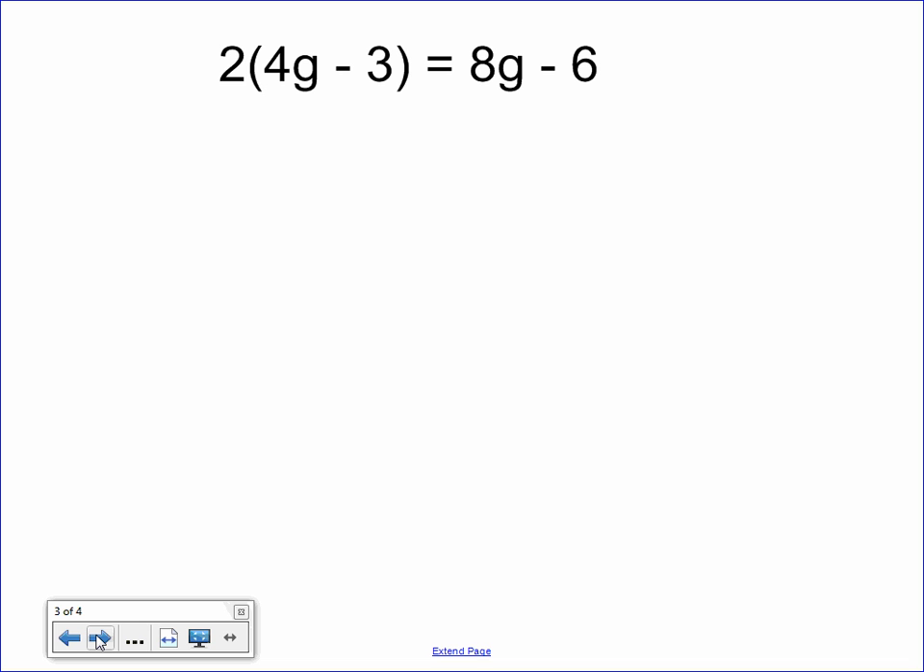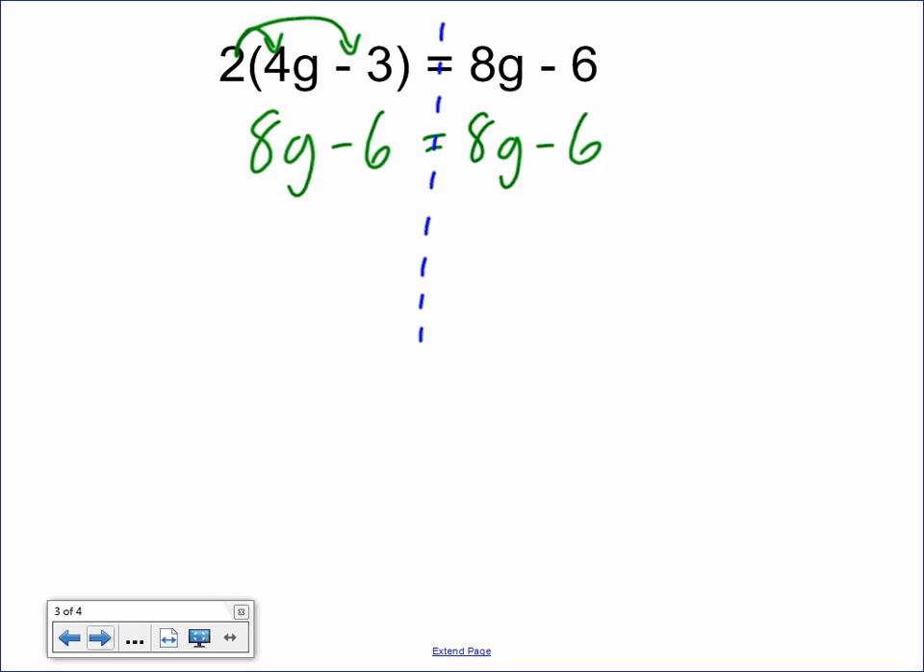We're going to look at two other types of examples, what can happen when we have variables on both sides. If you want to pause this and try it, it might be a good experience to figure stuff out on your own and come to your own conclusion of what happens. If we start solving this like we normally do, here's my distributive property. It looks strange. They're both the same. They're both 8g minus 6.